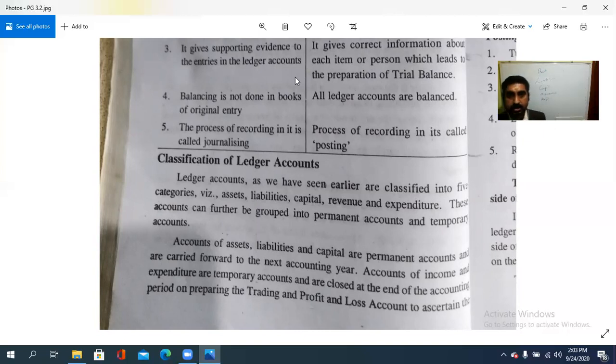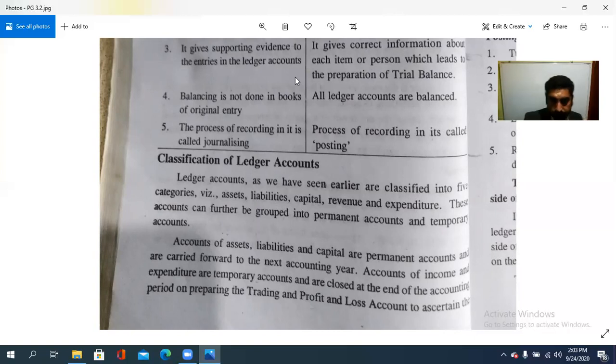So ledger accounts, as we have seen earlier, are classified into 5 categories, namely assets, liabilities, capital, revenue, and expenditure. These accounts can further be grouped into permanent accounts and temporary accounts. Accounts of assets, liabilities, and capital are permanent accounts and are carried forward to the next accounting year, while income and expenditure are temporary, only for the particular period, like the revenue and the expenses incurred.